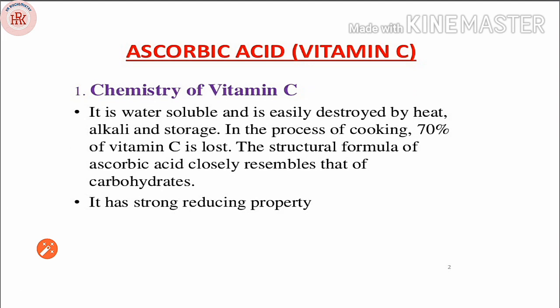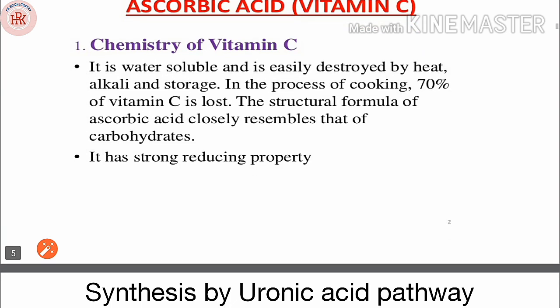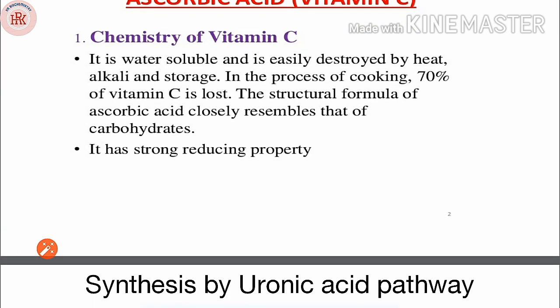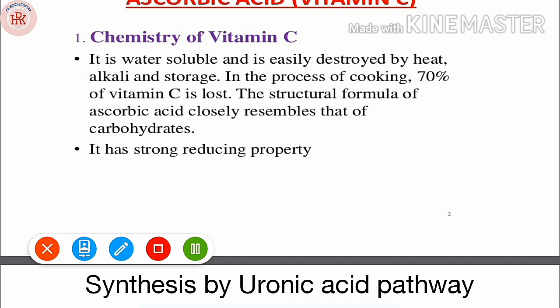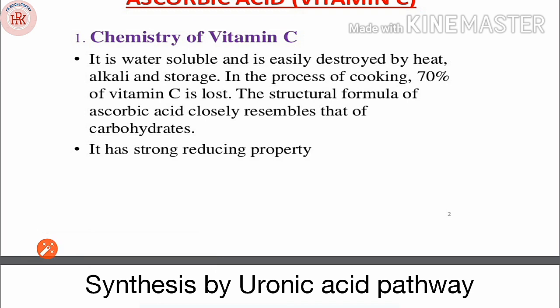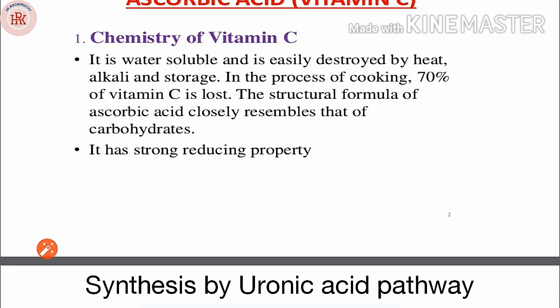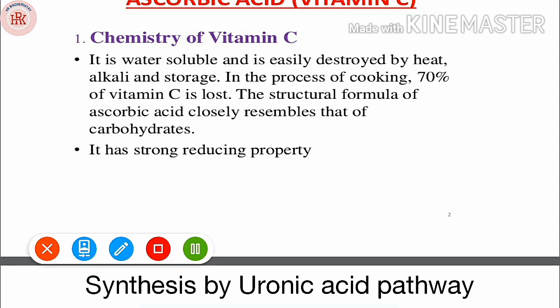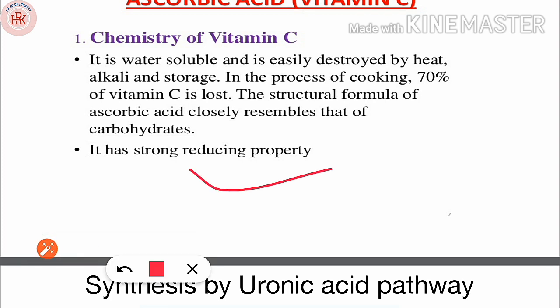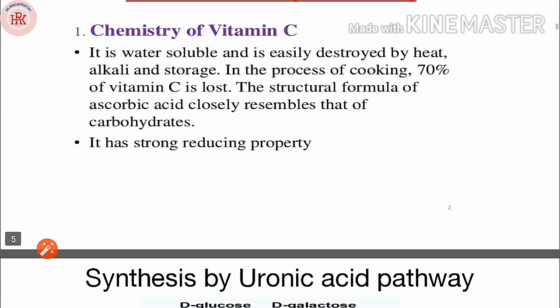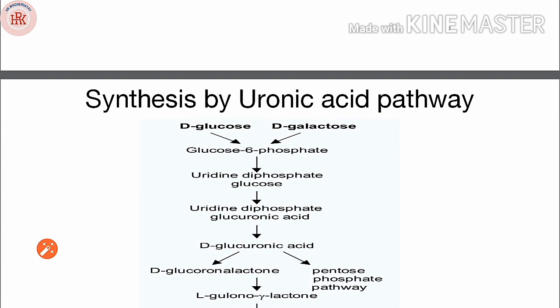We all know that vitamin C is a water-soluble vitamin and is easily destroyed by heat, alkali and storage, and in the process of cooking 70% of vitamin C is lost. And as I said earlier, it looks like a carbohydrate. Its structure looks like a monosaccharide of carbohydrate, and it has a strong reducing property. Now coming to how vitamin C is synthesized.